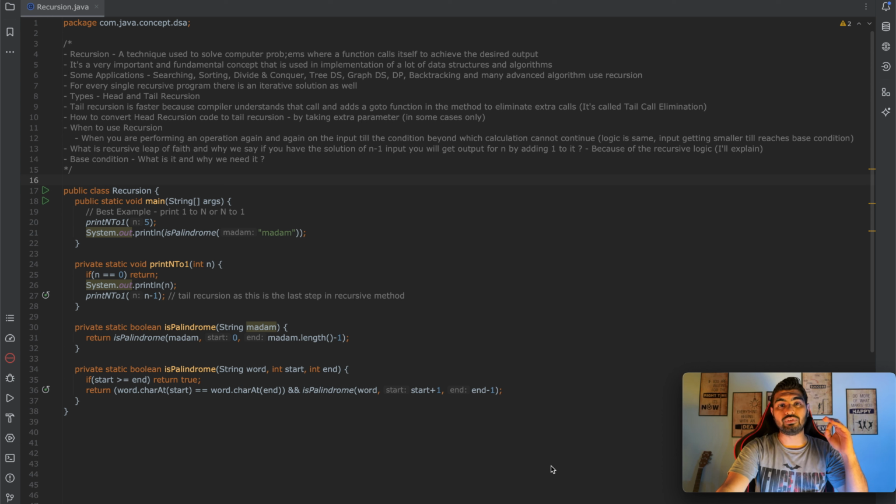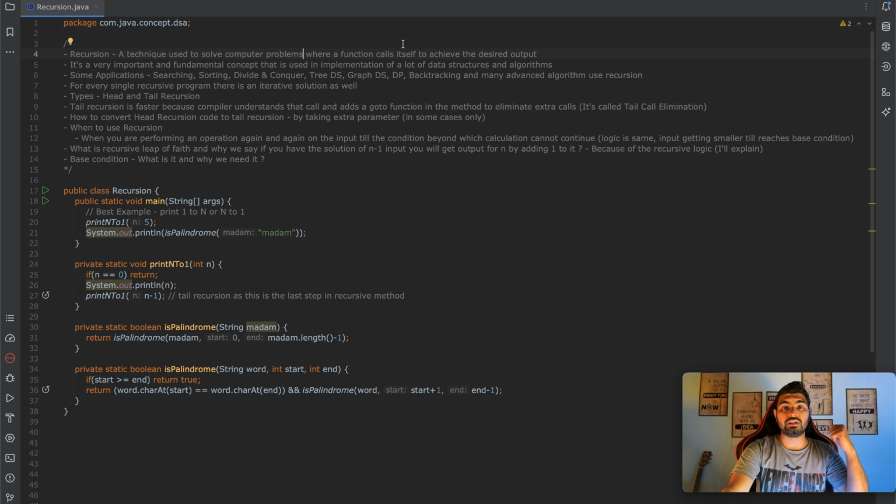Now in this video we are going to talk about a very special and important concept, which is nothing but recursion. Recursion is a methodology, a problem solving technique using which we can solve problems in a very efficient way, and your code also becomes very concise. So what is recursion? Recursion is a technique used to solve computer problems where a function calls itself to achieve the desired output. You might have read this line a lot of times. A function calling itself is called recursion.